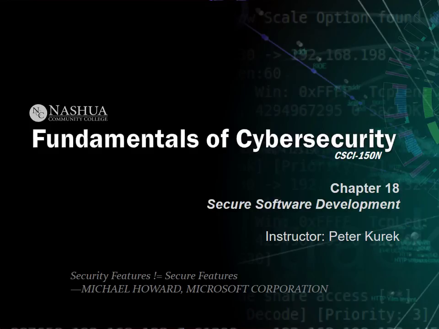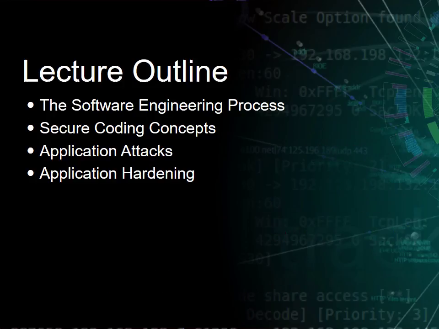In this chapter, you will learn how to describe how secure coding can be incorporated into the software development process, list the major types of coding errors and their root causes, describe good software development practices and explain how they impact application security, describe how using a software development process enforces security inclusion in a project, and learn about application hardening techniques. The lecture outline for this chapter includes the software engineering process, secure coding concepts, application attacks, and application hardening.